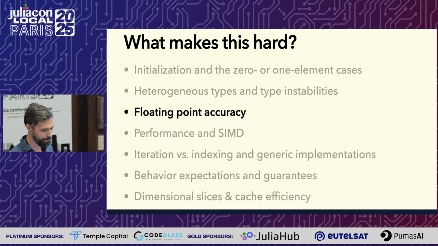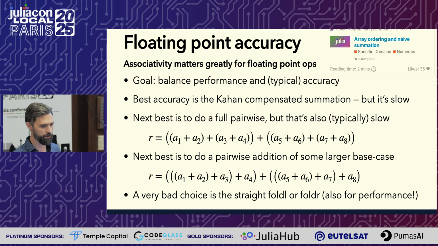Let's talk a little bit about floating point accuracy. That's another thing that makes this hard. It simplifies some things, but makes some other things more challenging. The biggest thing with floating point numbers is that associativity matters. My favorite example of this is a thread that Stefan Karpinski posted on the discourse board about how if you have an array of about 2,000 elements that are well chosen, you can make them add up to basically any floating point number you so choose just by changing the ordering.